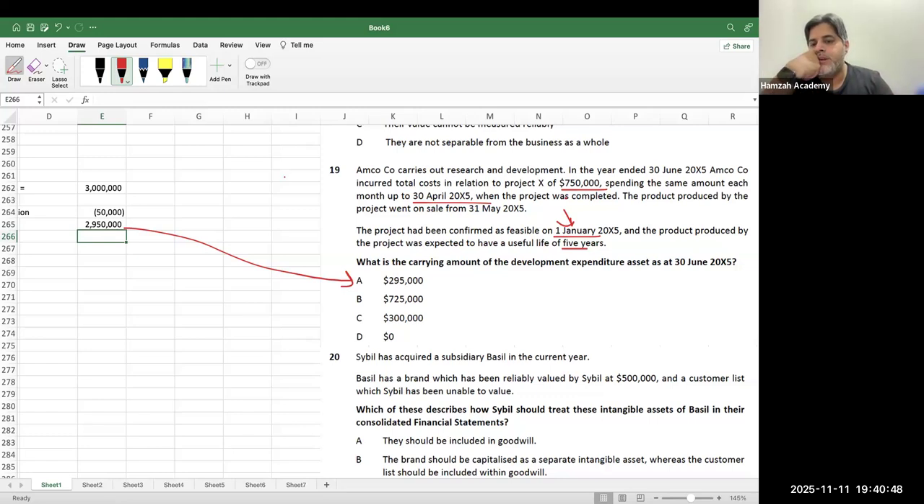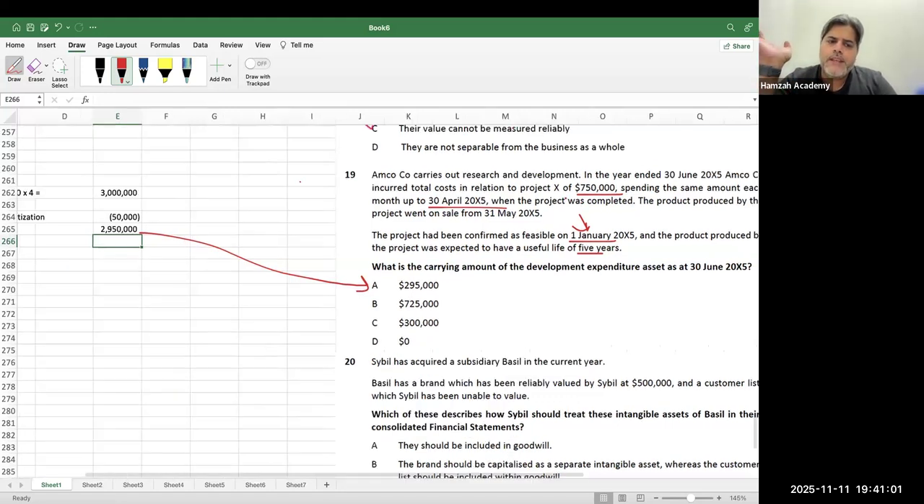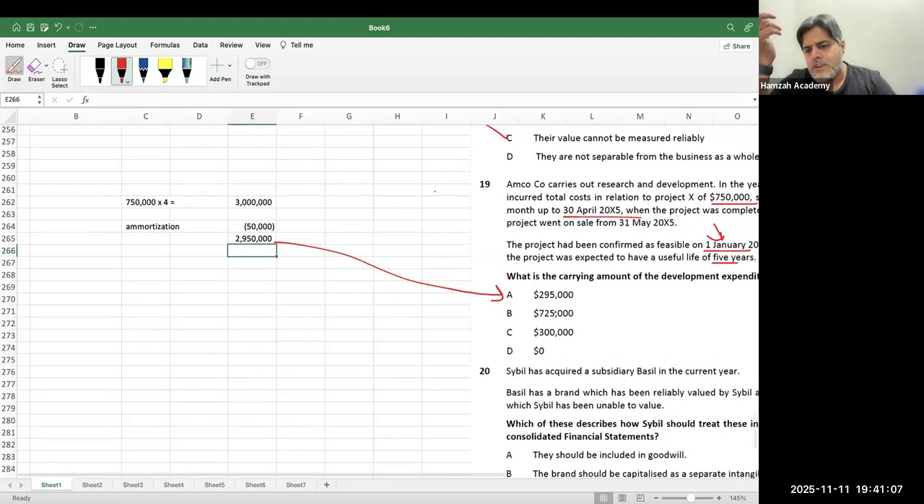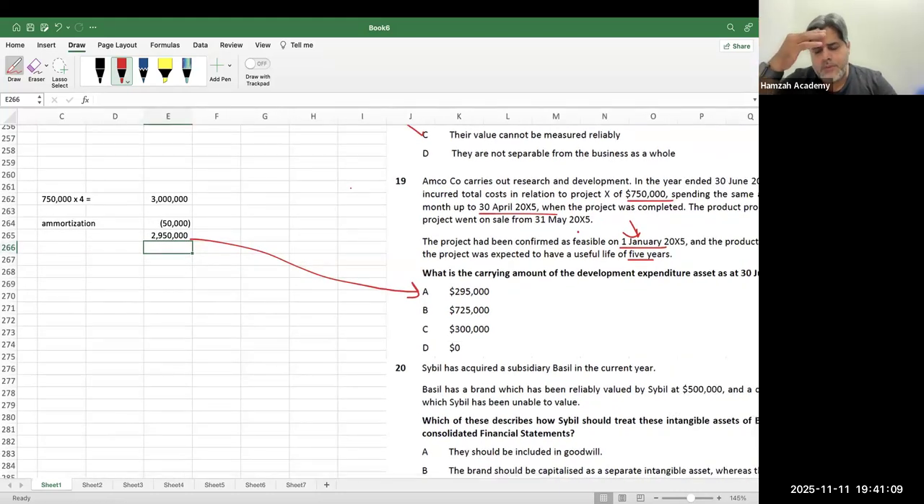It's not mentioned anywhere. So I'm assuming this 750,000 is per month, and the same amount is spent every month: 750, 750, 750, 750. So I have 750,000 into 4, that's going to be 3 million. I minus my amortization and I get 2950. So most probably it's a typo error over here.